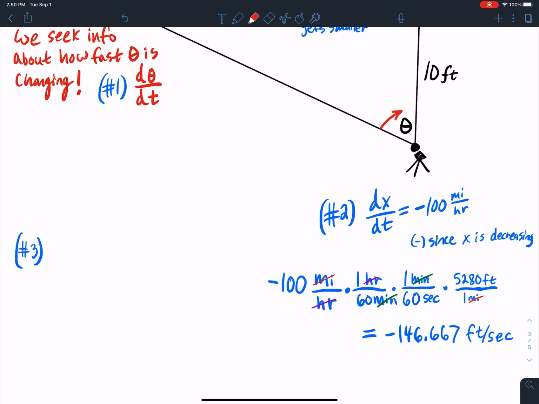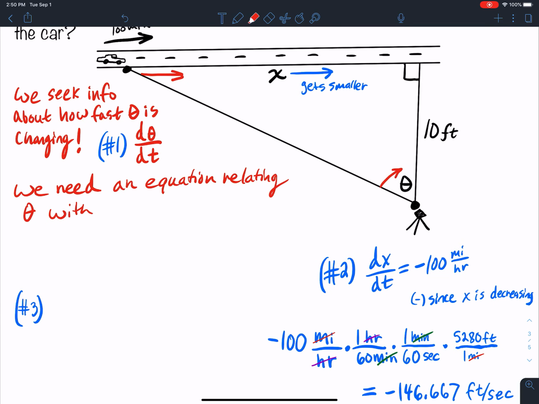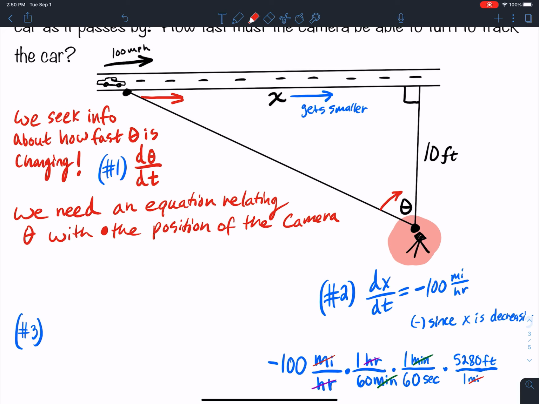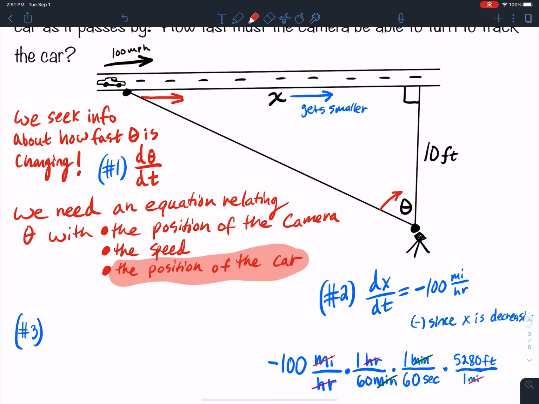Okay, so number 3, now what do I do? I need to have an equation that relates theta with the position of the camera. I need to have it relating with the speed, how fast the car is traveling, so dx/dt. I need to have it relating with the position of the car, so where x is located. And so 10 here is the position of the camera, how far we are away from the road. So I need something that relates all of these things here, okay?